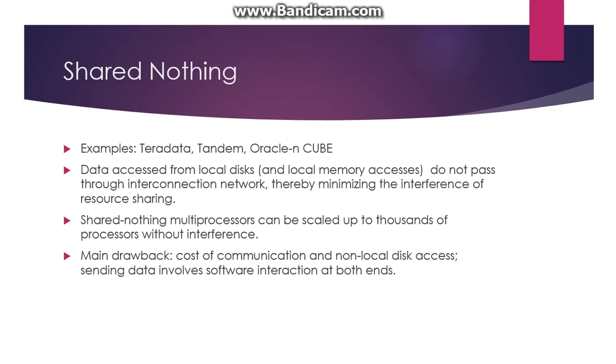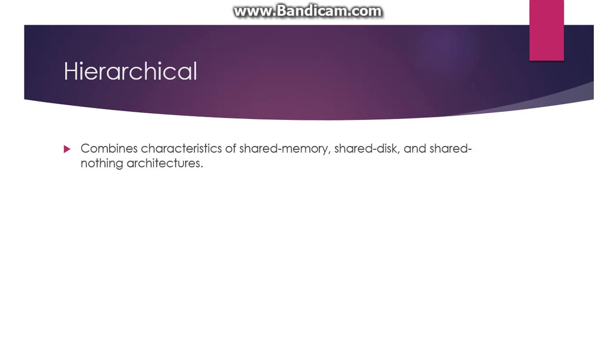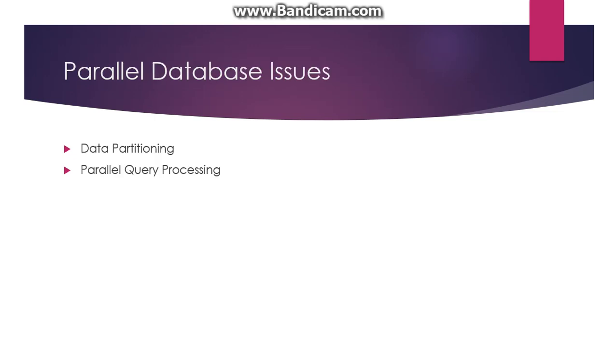Shared nothing. Examples: Teradata, Tandem, Oracle nCUBE. Data from local disks does not pass through the interconnection network, thereby minimizing the interference of resource sharing. Shared nothing multiprocessors can be scaled up to thousands of processors without interference. The main drawback is the cost of communication and non-local disk access. Sending data involves software interaction at both ends. Hierarchical combines characteristics of shared memory, shared disk, and shared nothing architectures.